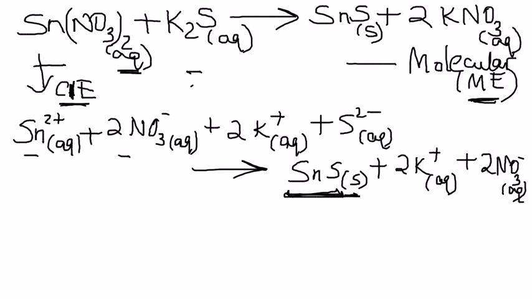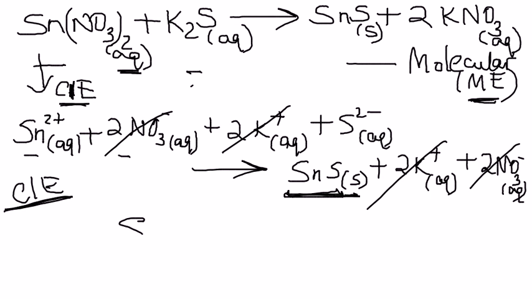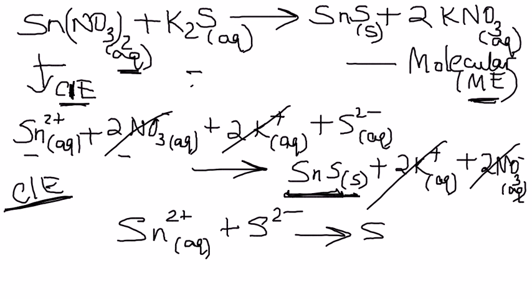Now, this is your complete ionic equation. The second step is to look for the bystander ions. Bystander ions are also sometimes called spectator ions. And so these will exist on either side of the equation. So just as in a mathematical equation, you would be able to cancel these off. And your remainder reaction, Sn2+ aqueous plus sulfide, gives you tin sulfide.